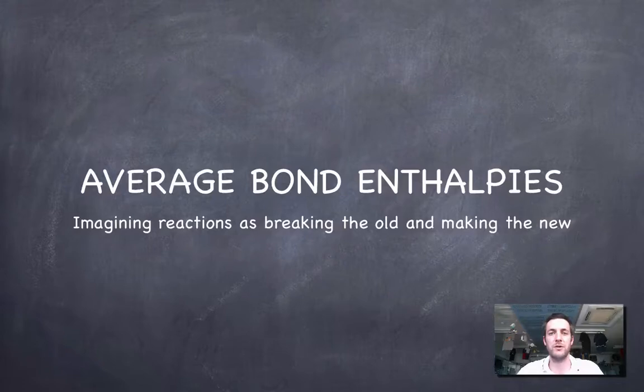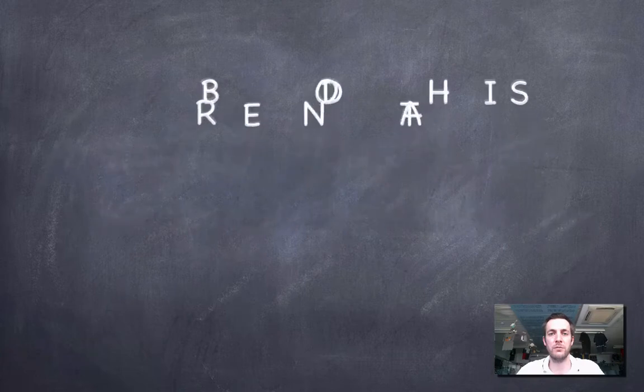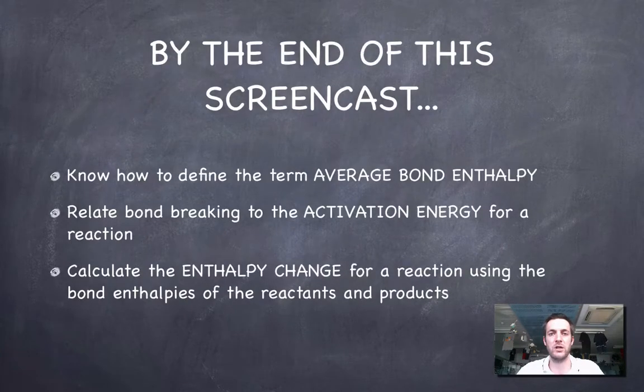Hello and welcome to this film, which is all about average bond enthalpies. It's the third in a series of films about the standard level energetics topic, and I'm assuming by now that you're comfortable with the terms endothermic and exothermic changes and that you know what kind of processes involve these changes. Hopefully by the end of this film you'll also understand the meaning of the average bond enthalpy and the activation energy, and you'll see how these two things are related to one another. What's more, you'll be able to use average bond enthalpies to calculate enthalpy changes for chemical reactions.